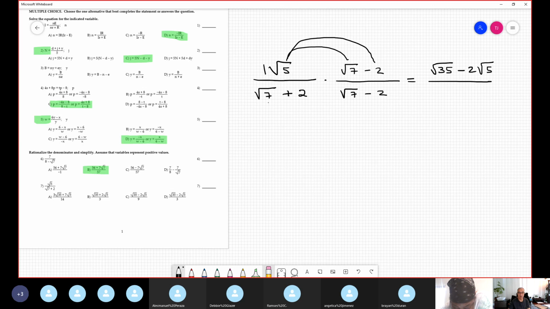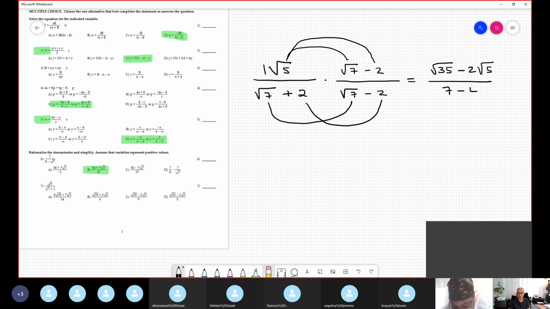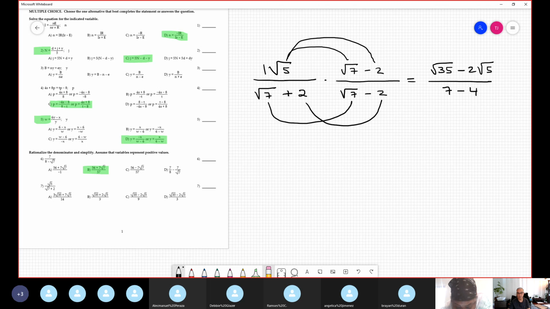Okay, so in this case, radical 7 times radical 7, you know the formula: 7, easy, minus, always minus, 2 times 2 is 4. Do you see that? So the answer is square root of 35 minus 2 radical 5 divided by 3, because 7 minus 4. Okay, what option is correct?